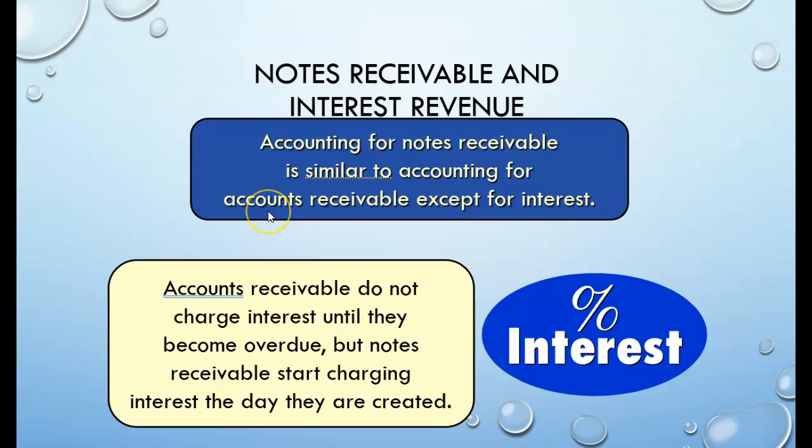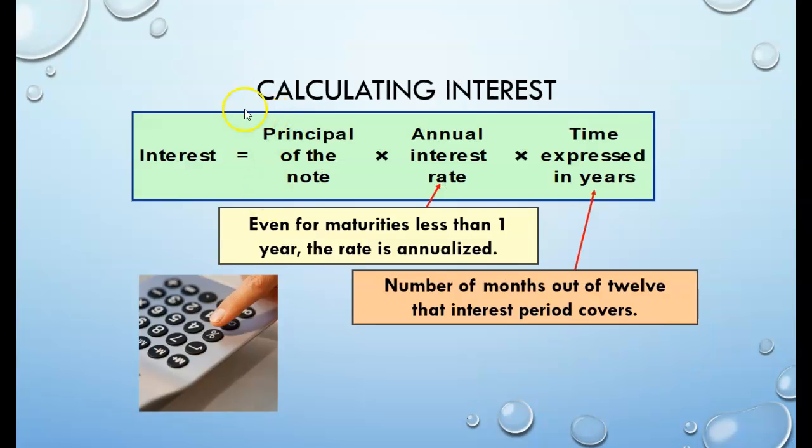But a notes receivable, where we have lent money to someone, will start generating interest the day that we lent the money. So when we're calculating interest, just a reminder here that interest is a function of the principal, how much we've loaned, times the annual interest rate. And our interest rates will be quoted annually. It doesn't matter if the loan is 6 months or 3 months or 18 months or 30 years. The interest rate that's quoted would be what the interest would be for an entire year. And then we multiply by how long that loan has been outstanding.